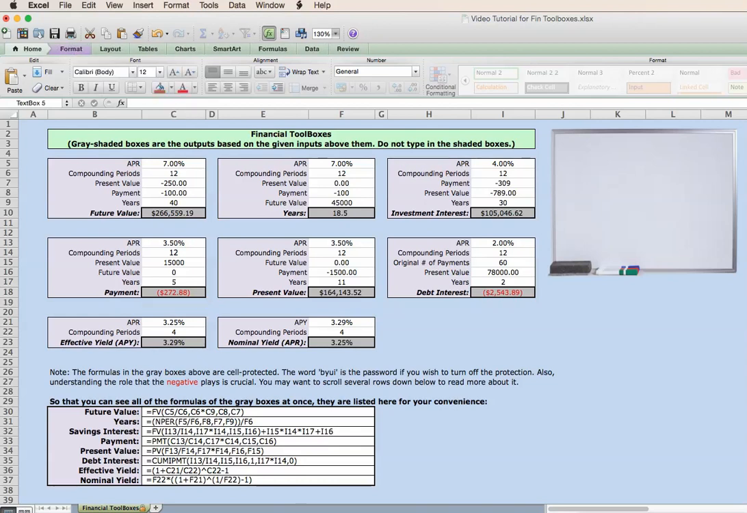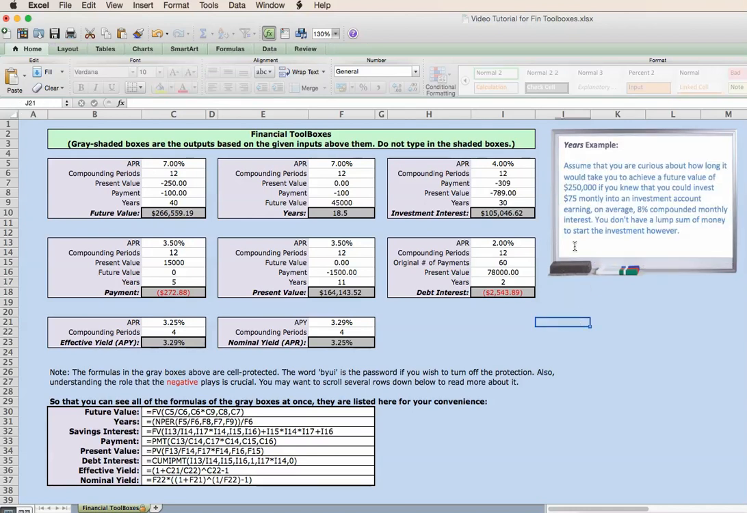Now another one that I don't use quite as often, but it's definitely doable, is for the years involved in a typical scenario. Let's see if we can make some sense out of this paragraph. Assume that you're curious about how long it would take you to achieve a future value of $250,000. I'll place the $250,000 over here. And the reason I'm using this particular toolbox again is because I'm interested in time, the number of years.